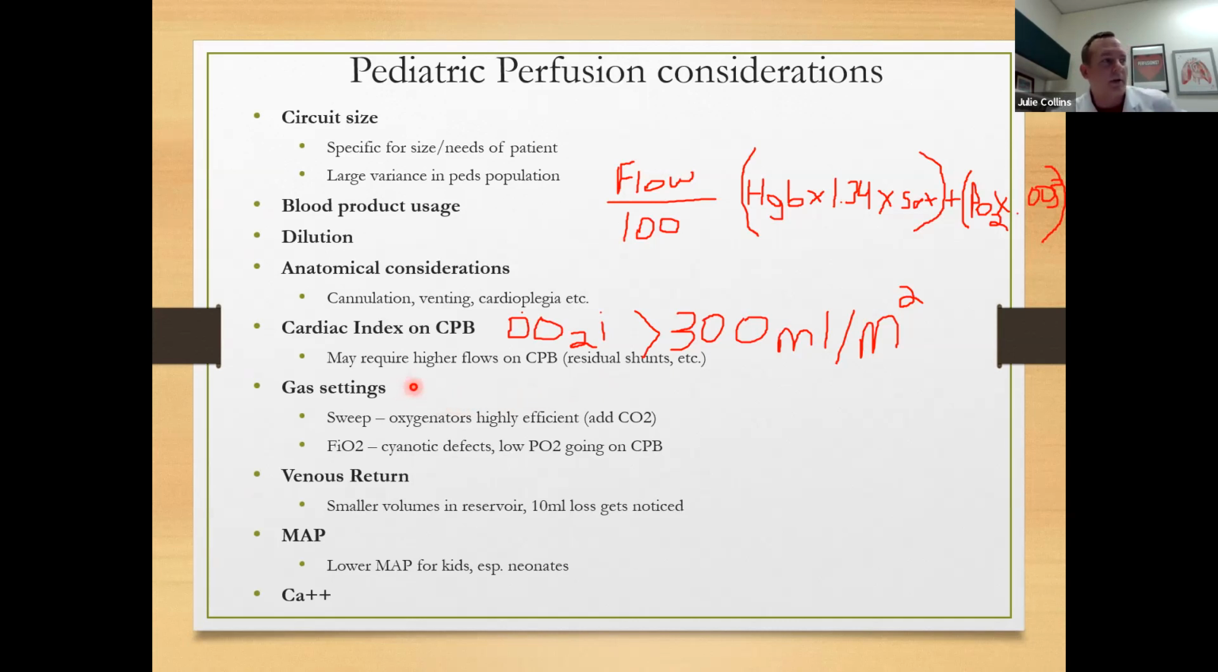Gas settings. We talked about oxygenators being very highly efficient. So a lot of times in our smaller kids and our neonates, we've got to add CO2 because a little bit of sweep gas can blow off too much CO2.